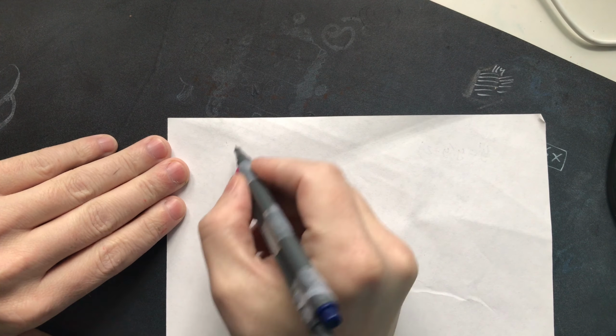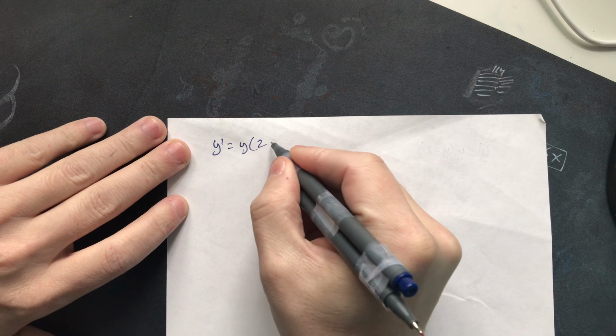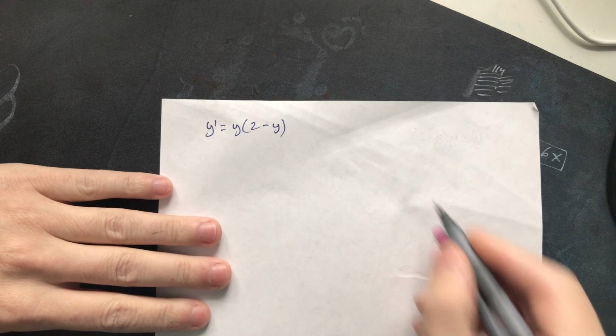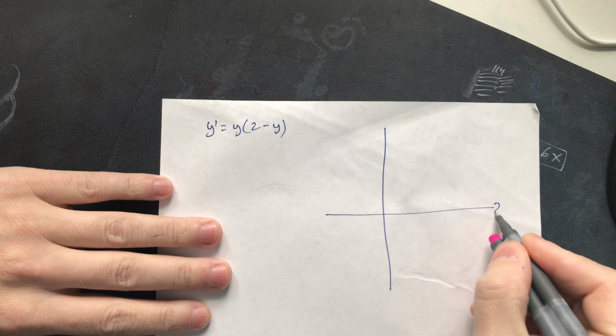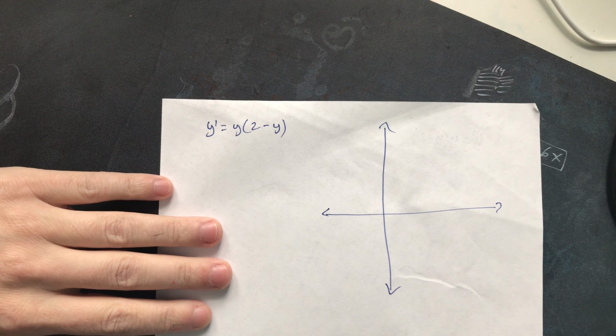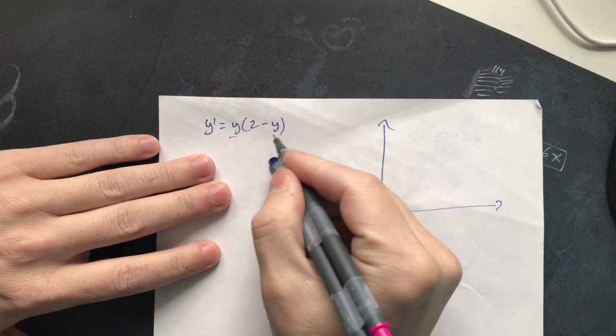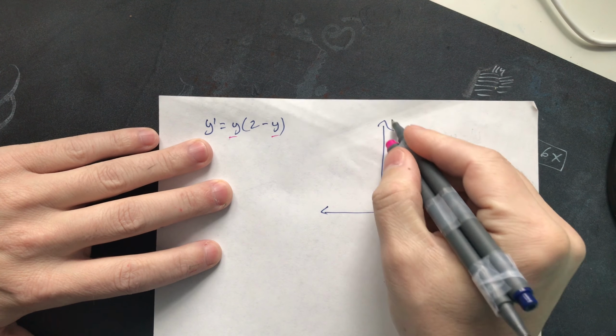Hello friends, let's do a slope field for, say, y prime is equal to y times (2 minus y). Okay, let's draw a coordinate system in here. So here this is going to be the following. So what do we do here? Well, notice that in the expression we have only a y and only a y. So this is our y.